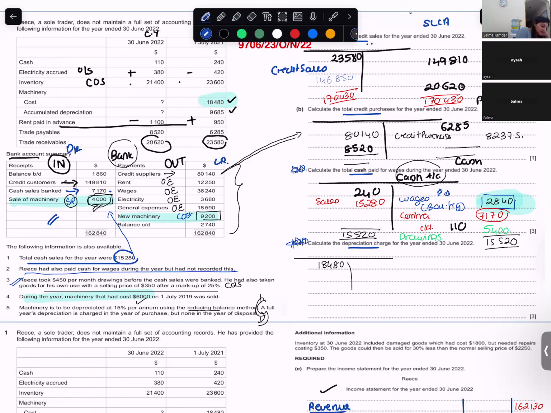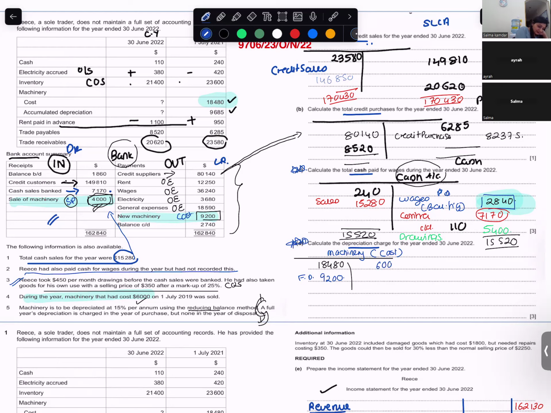You bought new machinery of 9,200. Okay. Full depreciation on this. You sold a machinery. If I'm making the machinery account at cost, so you sold a machinery. So what is the cost of that machinery? 6,000.